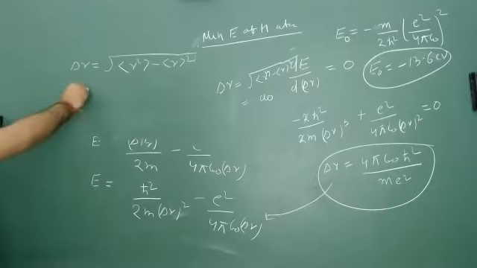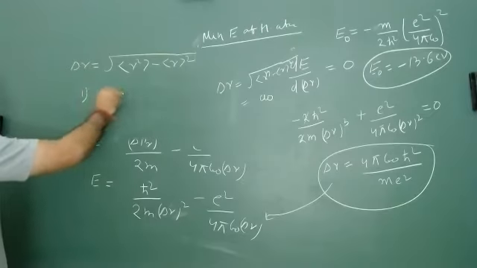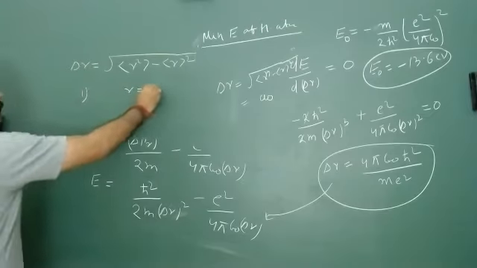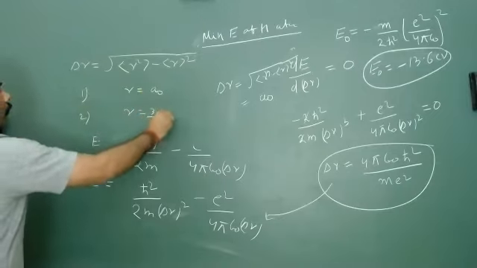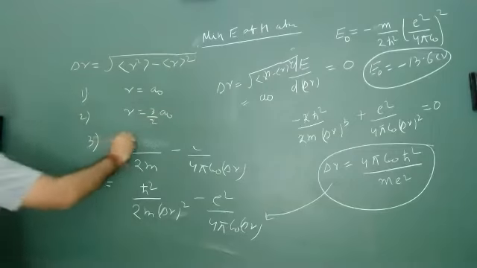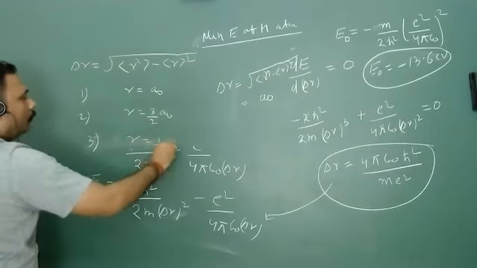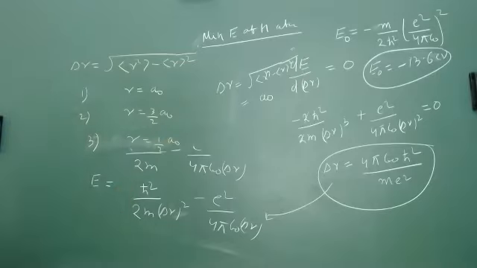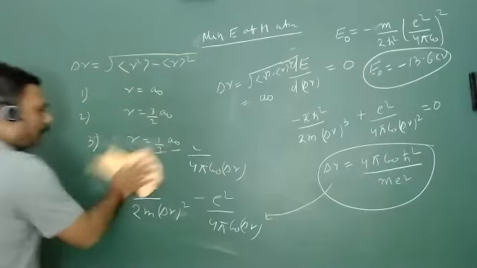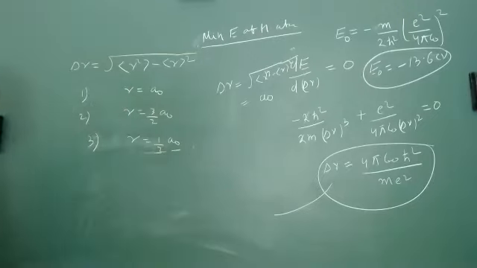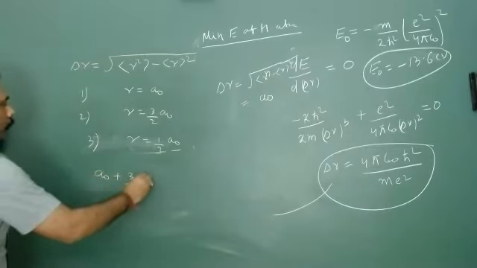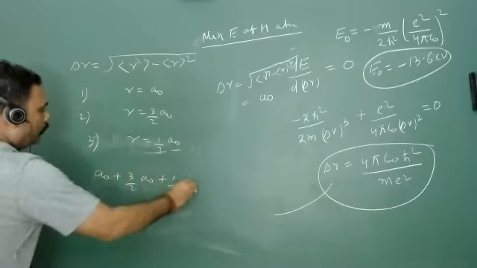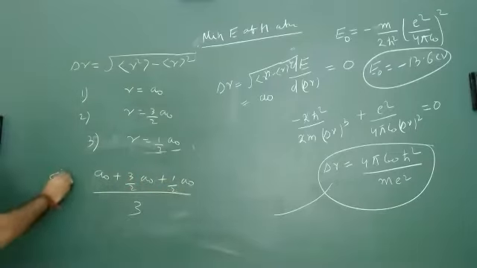How do you calculate it? First, you will take r equal to, let's say, a naught. Second, you will take r equal to 3 by 2 a naught. Third measurement, you will take r equal to 1 by 2 a naught. Suppose I have taken only 3 measurements. How will you calculate delta r? You will go for a naught plus 3 by 2 a naught plus 1 by 2 a naught, divided by 3. This is the average value of r.